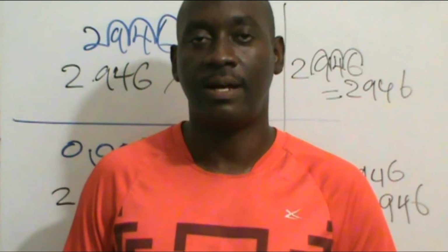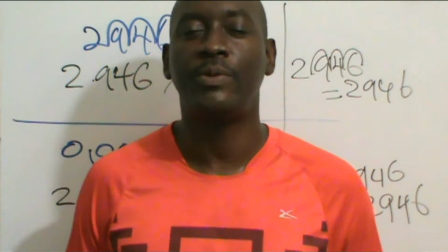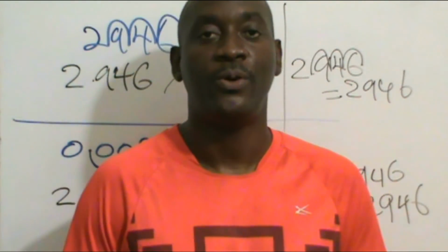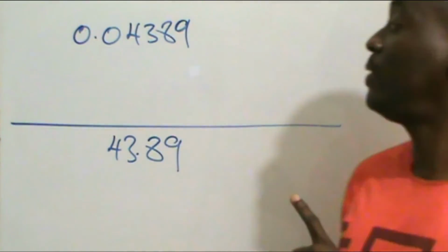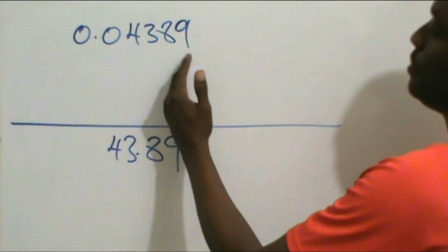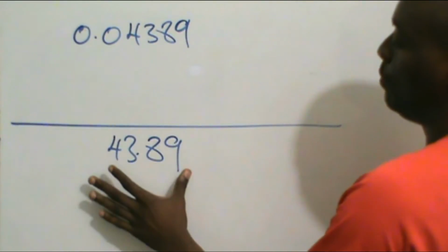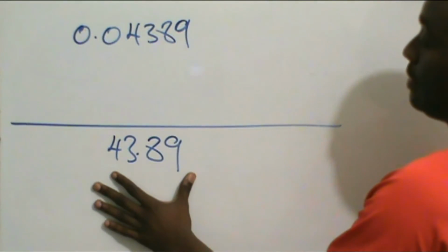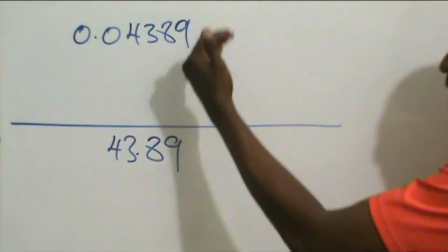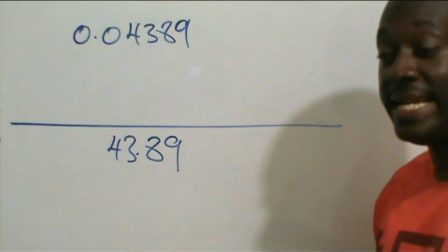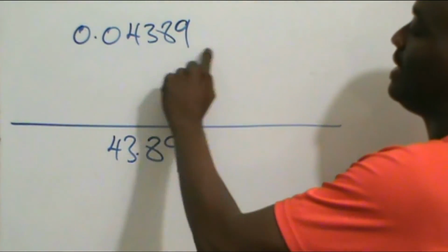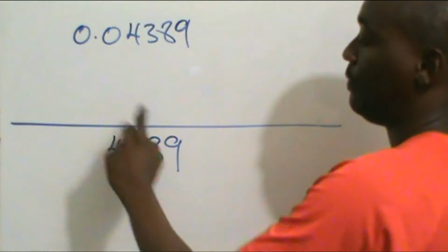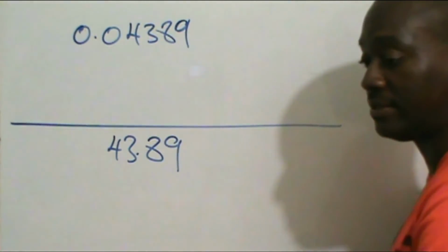So I'm going to do one more example just like this, just to drive home the point, and then leave you with some questions to do as practice. So we have another pair of numbers here. On the top we have 0.04389. Below we have 43.89. Just by looking at these two numbers, we know immediately, without lifting a pen, that the power of 10 here will be negative in the standard form, and the power of 10 here will be positive.